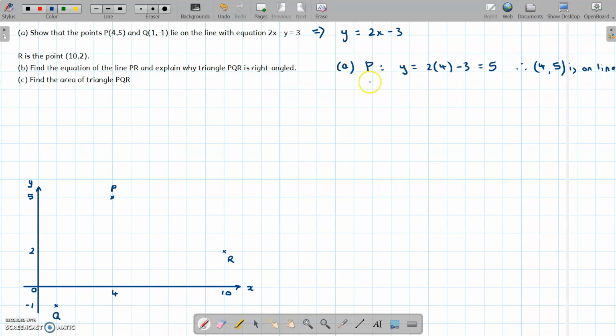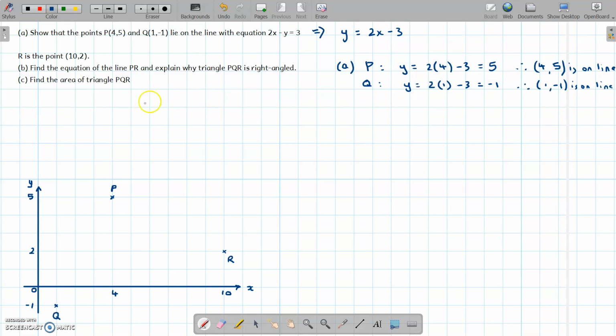Now I do the same thing for the point Q. y equals 2 lots of, well, the x coordinate of the point Q is 1, take away 3. And that equals 2 take away 3, which is minus 1. And that is indeed the y coordinate. So therefore, the point 1, minus 1 is on the line.